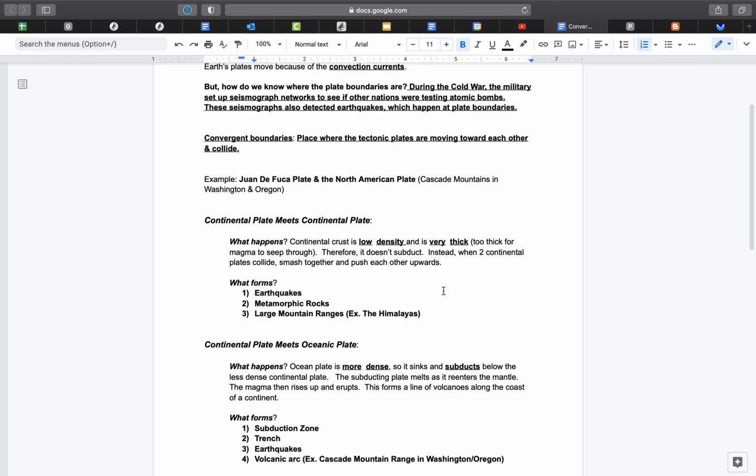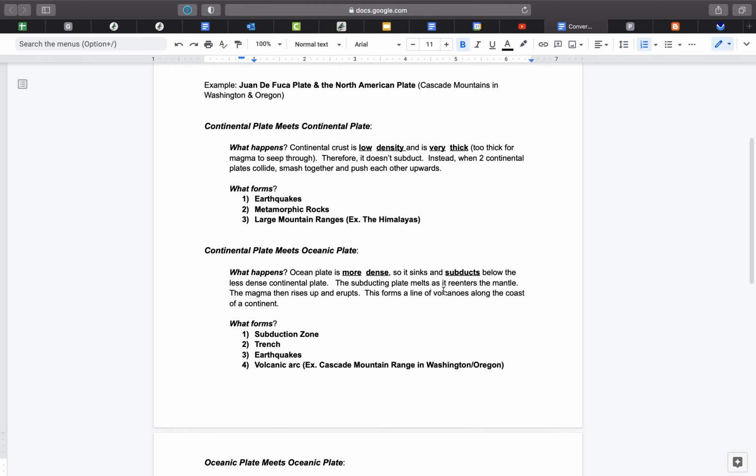The next type of plate boundary that we'll look at is when a continental plate meets an oceanic plate. In this instance, you have an oceanic plate which happens to be thinner and also more dense. So it rides a little lower in the asthenosphere, like a heavy boat versus a lighter boat in the water. The heavier boat is going to sit lower. Because of that, when a continental plate and an oceanic plate come together, the oceanic plate gets pushed down or slips underneath the continental plate through a process we call subduction.